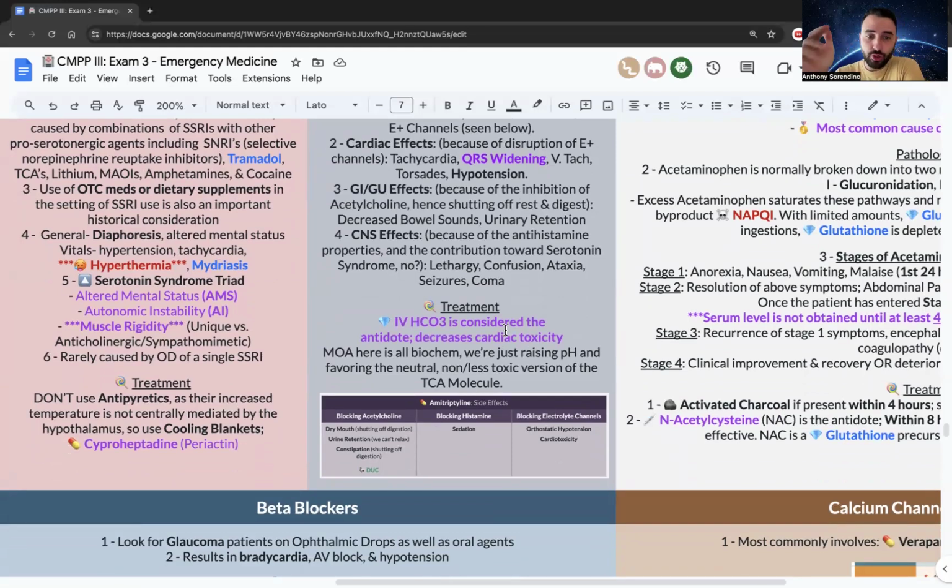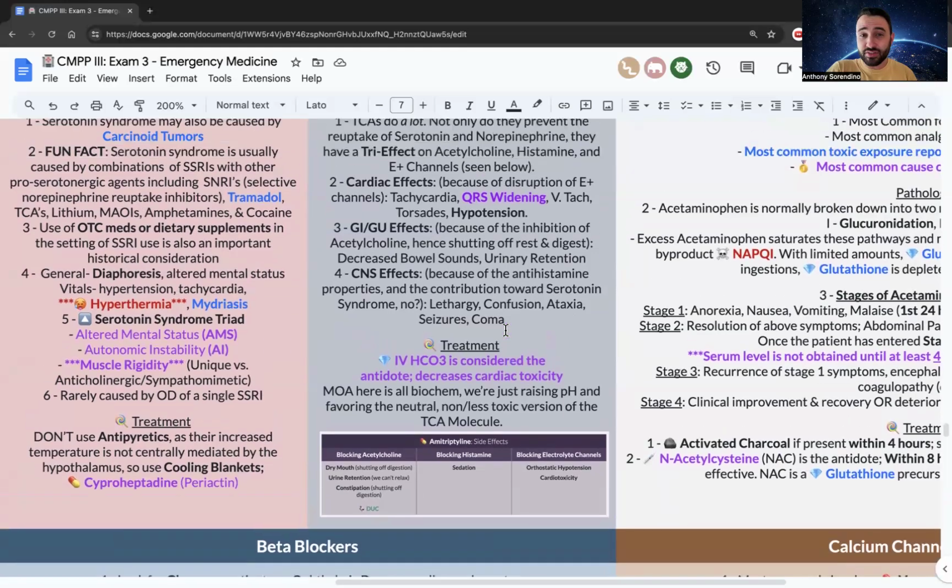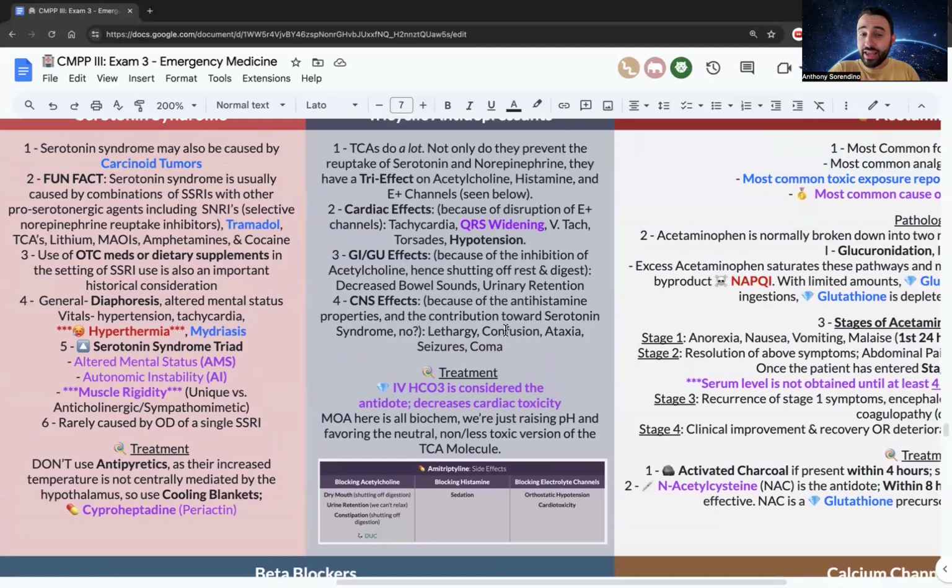So you're going to get dry mouth, urine retention. You're going to get constipation because you're blocking rest and digest. Okay. They're antihistamines, so that's where you get some sedation. And then they block a bunch of potassium and calcium channels and stuff. That's why you get so many cardiac side effects with this. I think the big one is QRS widening.